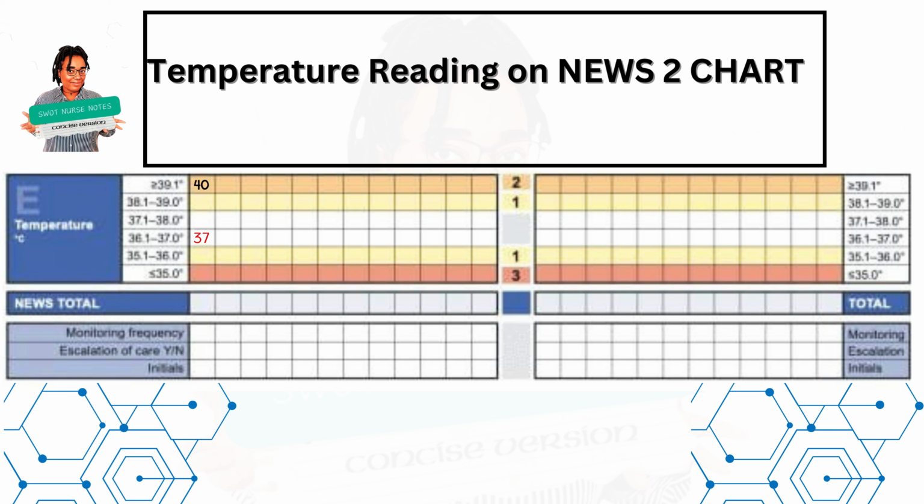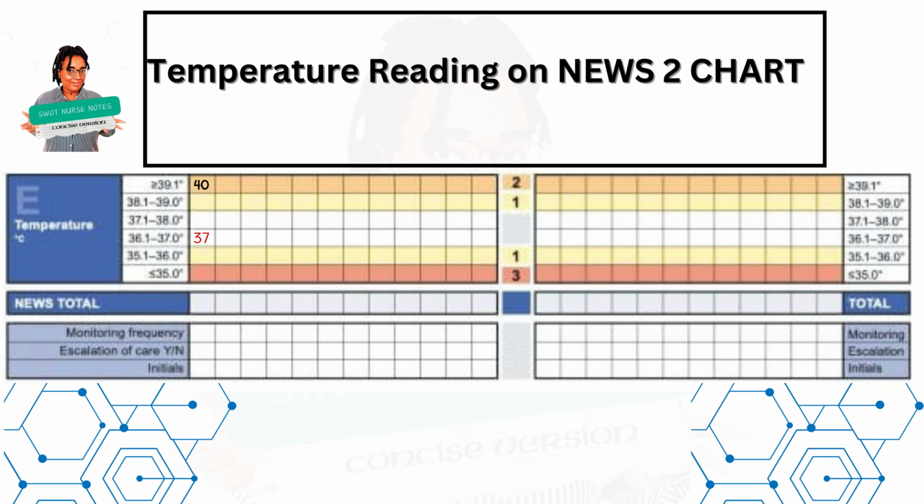Now let's use examples. Example 1. Let's say you got a reading of 40 degrees Celsius. Where would you write this finding? As seen on the chart in black, you would write it in the section, row, of greater than or equal to 39.1 degrees Celsius. Why? Because 40 degrees Celsius exceeded the range of what the chart states. You can either write on the chart using numbers, or you can place a dot in the required section to signify where the reading would fall.